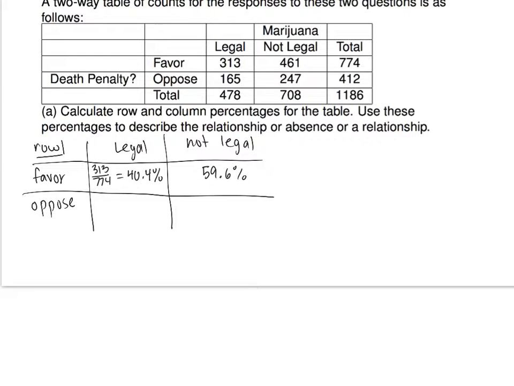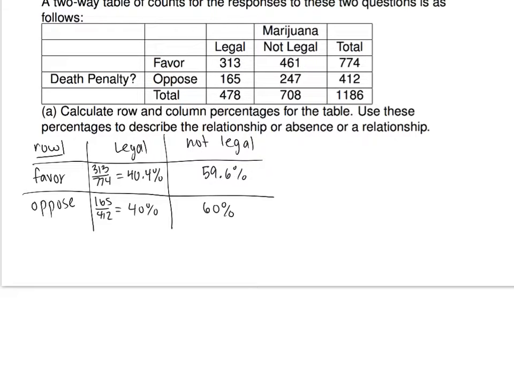100. Good. Okay, of the people who oppose the death penalty, how would you figure out the proportion who support marijuana legalization? 165 over 412. Which is about 40%. And then making the other one 60%. So does that suggest there's any difference?